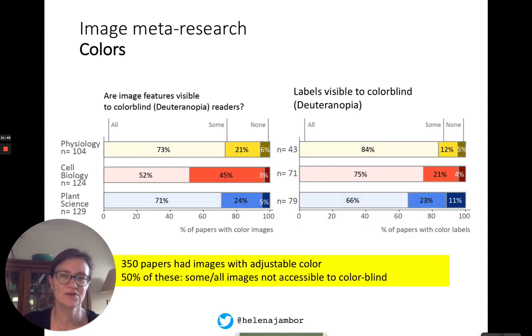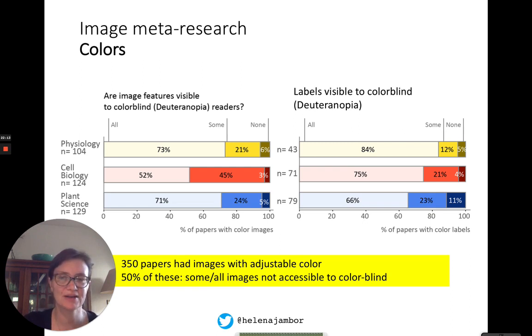And we also looked at whether the labels are visible, because indicating the color is usually done with a colored label. For example, blue is DAPI and red is some kind of actin stain and green some kind of GFP or something like this. So if you have colored labels, they should obviously also be visible to colorblind people.